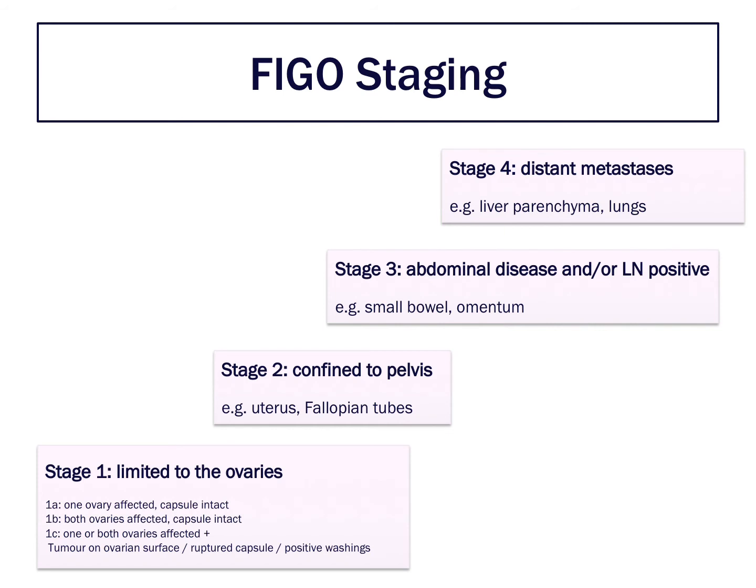In stage 2, the tumour has spread a little bit, but it's still confined to the pelvis. So it could have spread to the uterus, to the fallopian tubes, or to other pelvic tissues. In stage 3, the tumour has spread to the abdomen, or the lymph nodes are positive. It may have spread to the small bowel, to the omentum, and to the peritoneum. This is the most common stage, where most women present. This also includes where cancer cells are found in the liver capsule, so the surface of the liver. In stage 4, the disease has spread beyond the abdomen, so there are distant metastases, including to the actual liver or to the lungs.